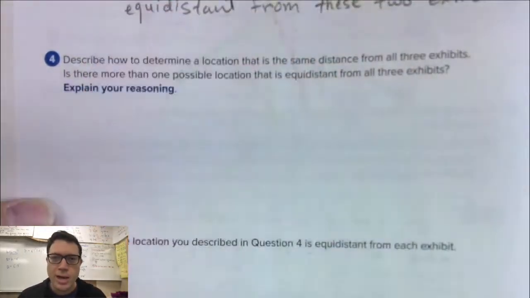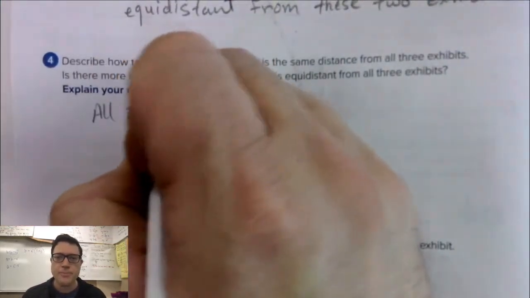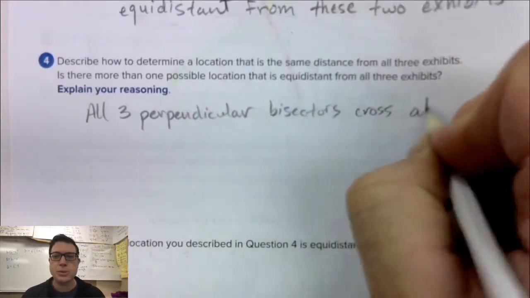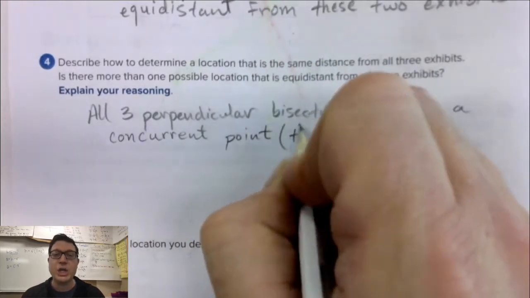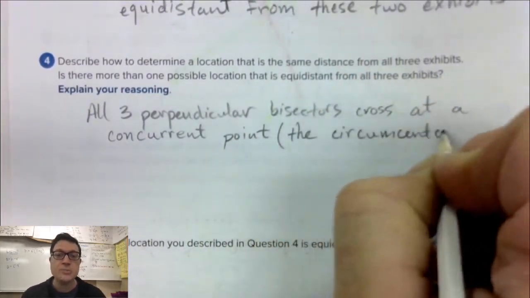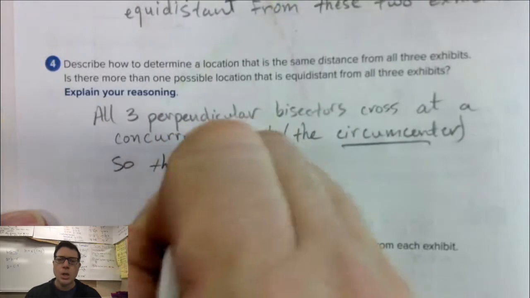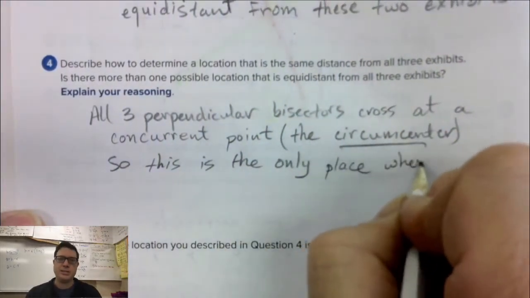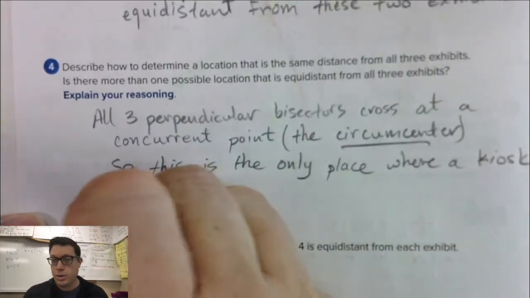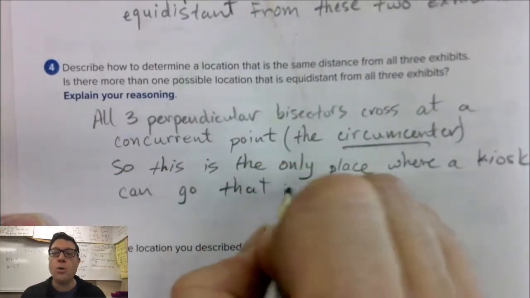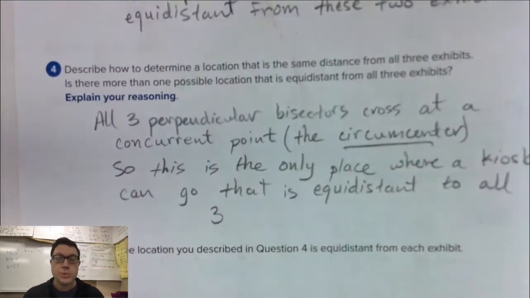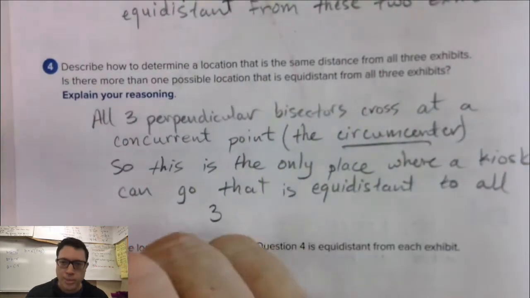Let's go ahead and write down our phrasing, okay? Again, you can watch this video in slow-mo. You can skip forward a little bit, pause, capture what I wrote, and then come back to it. All three perpendicular bisectors cross at a concurrent point. This point is called the circumcenter. What that means is this is the only place where the kiosk should go, so that it is equidistant to all three exhibits. Circumcenter created with perpendicular bisectors.